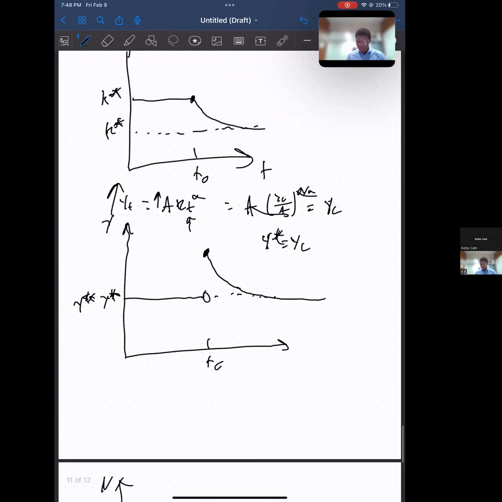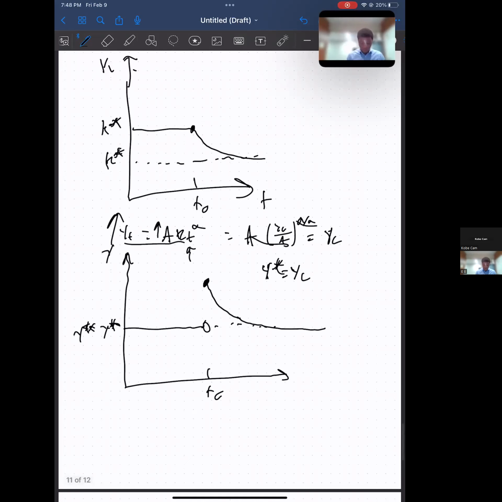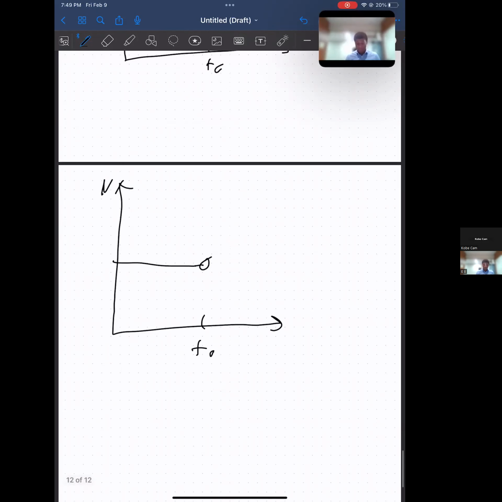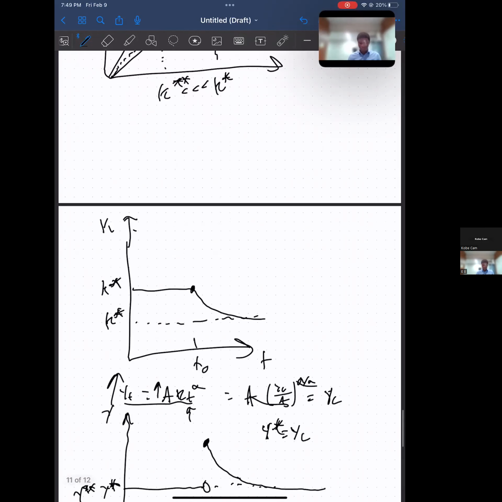And just to be clear, the reason why this is sliding down in the same fashion as KT is because, look at the equation. Once we pass T0, A is now constant, is now A prime. But as time progresses, KT continues to go down. So if KT is continuously going down, that would mean that YT also has to continuously go down. That's why it's sliding down like that, and it looks exactly like our KT1.